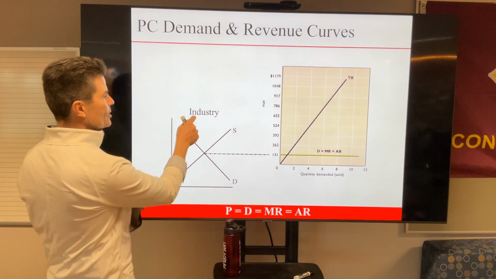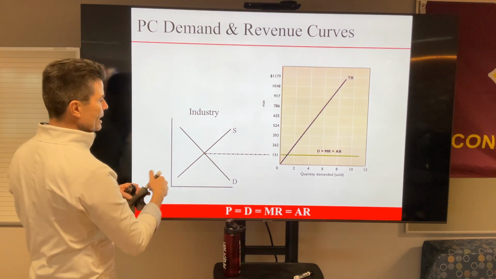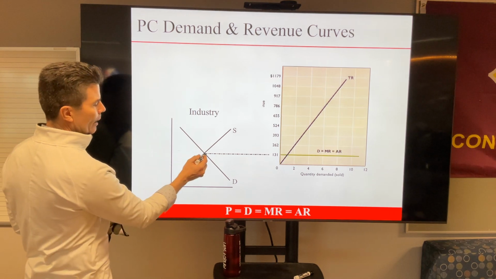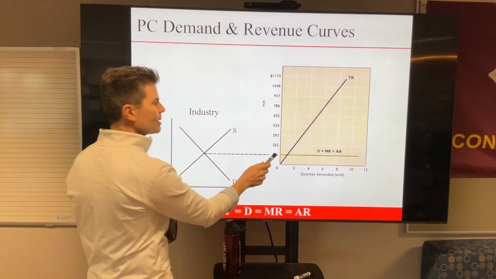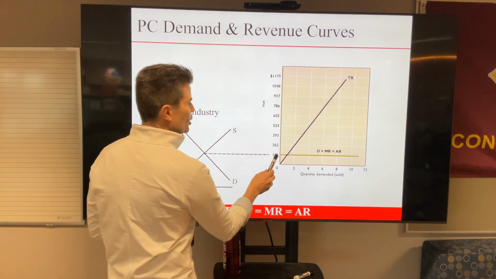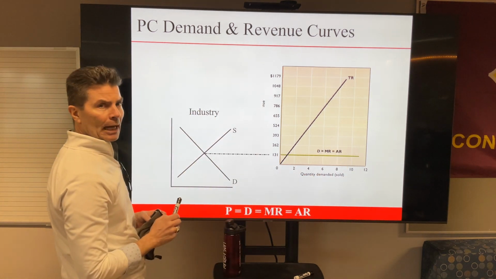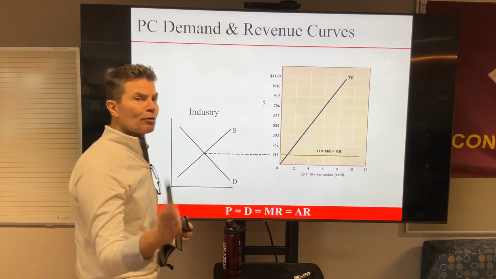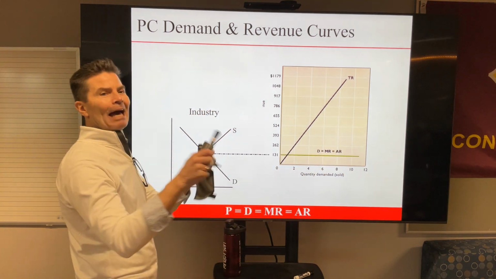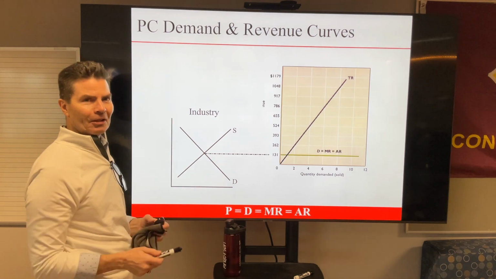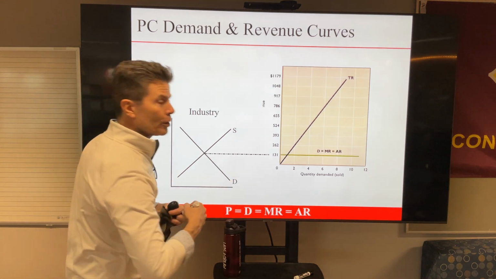But if this is our industry, and this is what it is for every single firm, what you find is that we set a price and we set a quantity in the industry. Since I'm a price taker, every firm has to take the price at $131. So this price is $131 and the demand curve is $131. And since I sell every single product for the same exact price, the marginal revenue is $131 and the average revenue is $131.